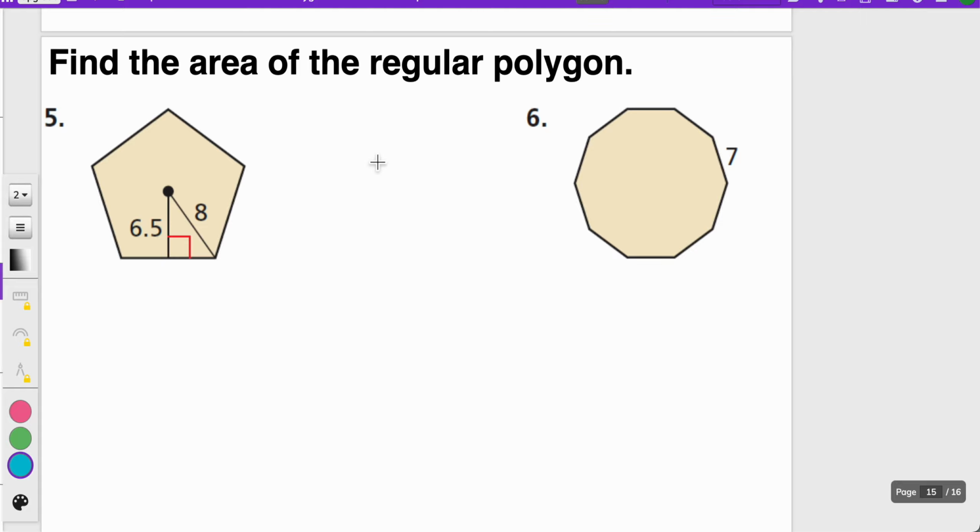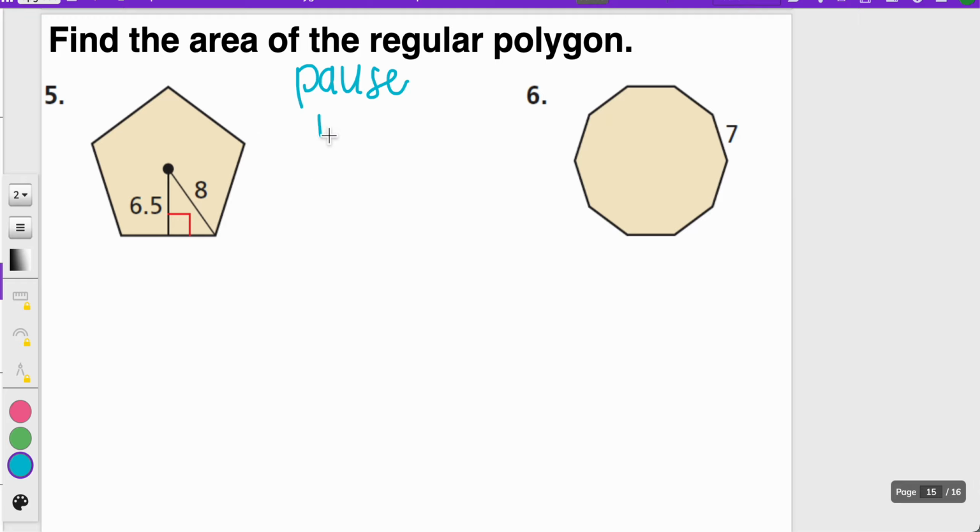Last two, let's go ahead and pause these. I'll quickly go through them once you've tried them by yourself, but go ahead and see what you can come up with. All right, so both areas can be found by taking 1/2 times the apothem times the number of sides times the side length.